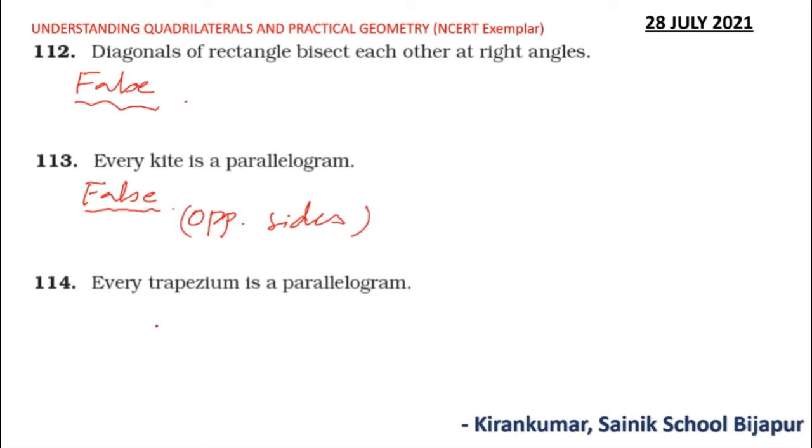Question 114. Every trapezium is a parallelogram. This statement is also a false statement because only one pair of parallel sides is there in a trapezium, whereas in a parallelogram we have got two pairs of parallel sides.